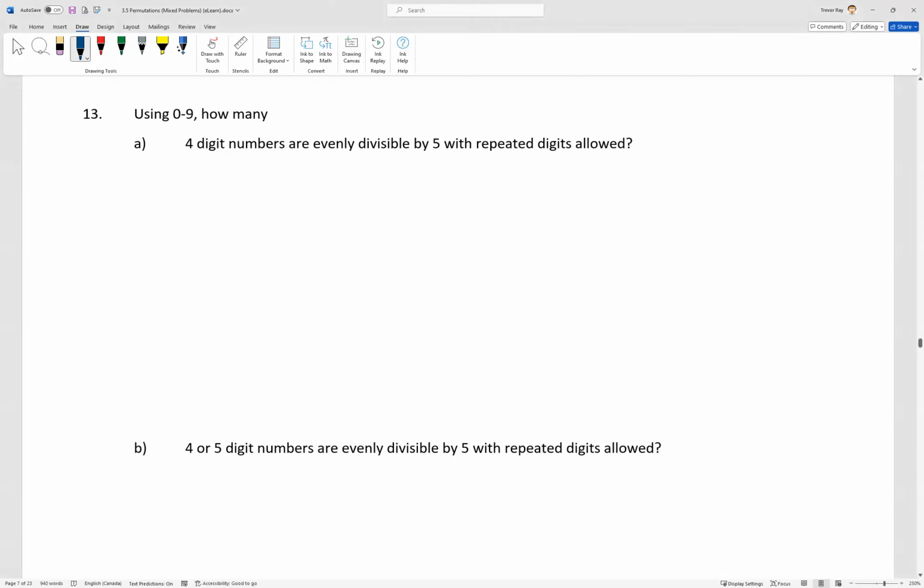Question 13. Using 0 through 9, how many 4-digit numbers are evenly divisible by 5 with repeated digits allowed? Okay, so we'll set up our 4 digits. Now, the only real thing we have to keep in mind is that our last number, if we want our number overall to be divisible by 5, has to be a 0 or a 5. That gives us two options for our last digit.